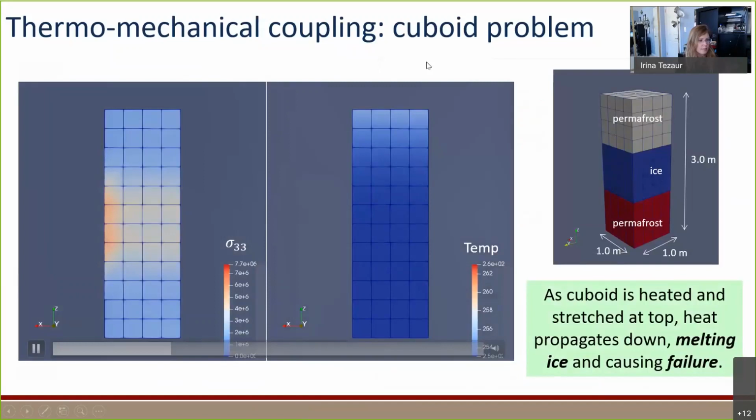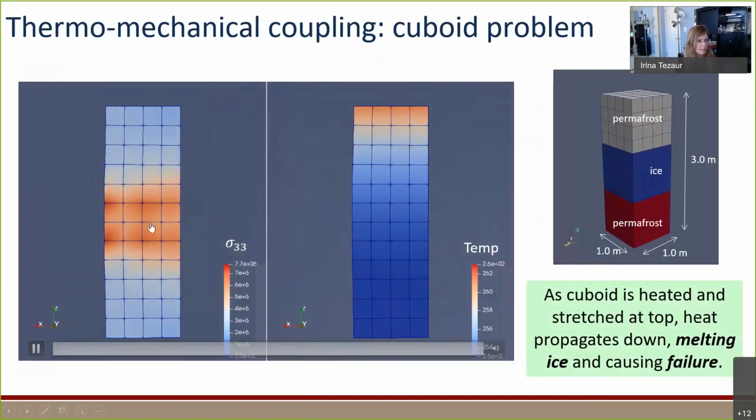Okay. And so this is a movie that shows you the simulation. So the temperature is on the right and the ZZ component of the Cauchy stress is on the left. So this is just highlighting the coupling, okay? So this is in the mechanics equations, this is in the temperature equations, and as the heating propagates down, you see that the stress is maximal in the middle, which tells you this is where things are going to fail.